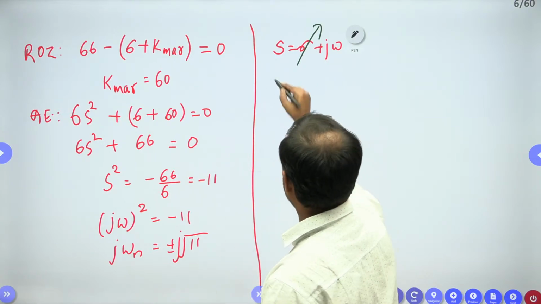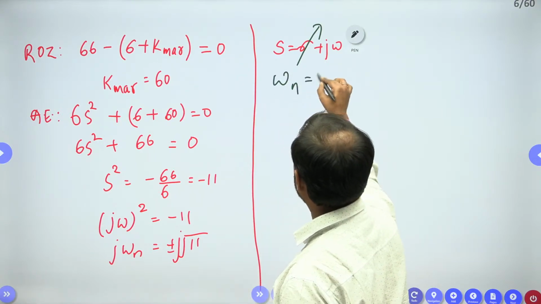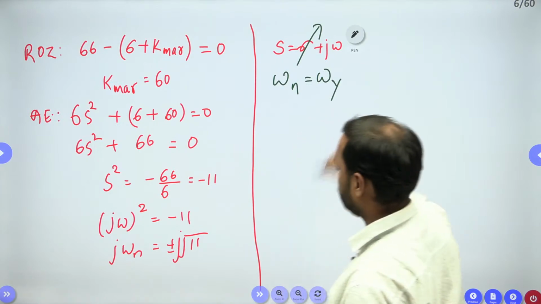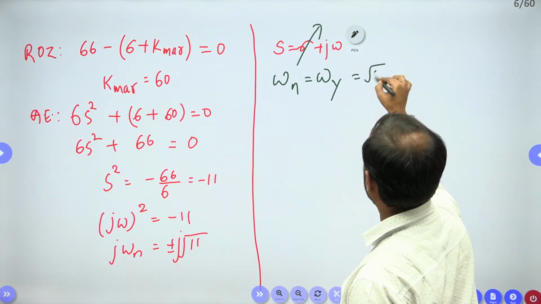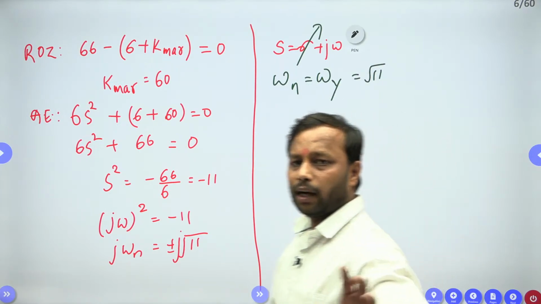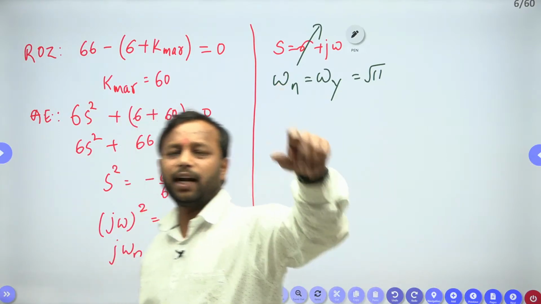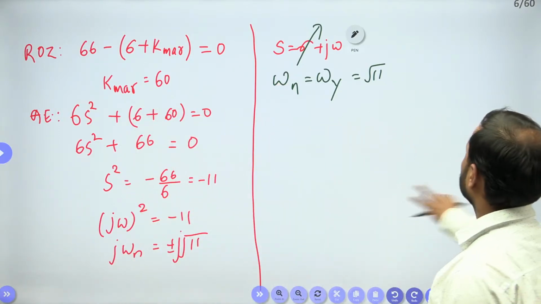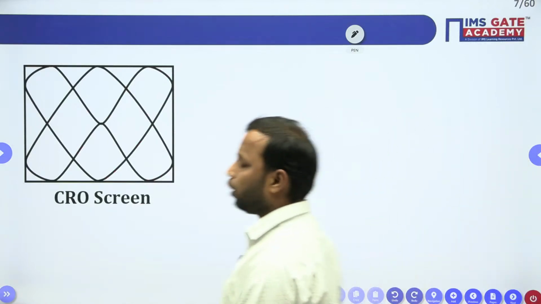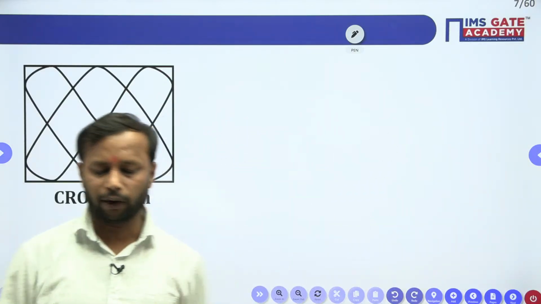Anyway, moving ahead in the question, this omega n is given as omega y, isn't it? And this is equal to root over 11. Done everyone? Any doubt in this? Excellent JP, excellent. So let us move ahead. Now we need to find the omega x value.